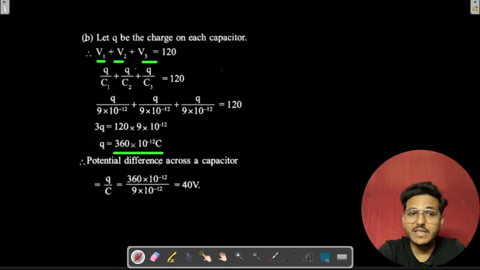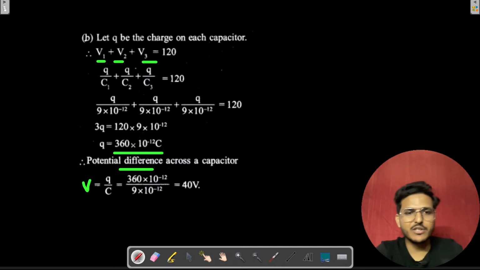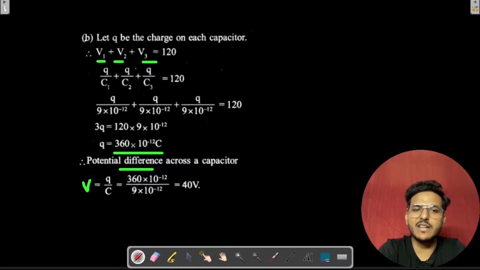Why are we calculating this? Because the potential difference V equals Q by C. V equals Q upon C. Q is 360 into 10 to the power minus 12 and C is 9 into 10 to the power minus 12. Minus 12 and minus 12 cancel out. 9 4s are 36, so that is 40 volt.